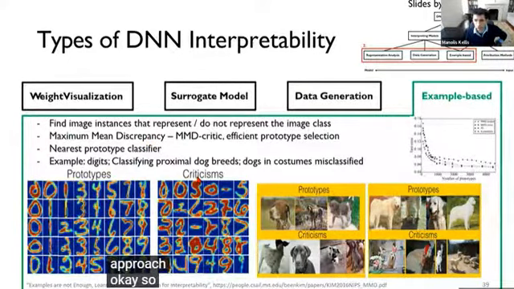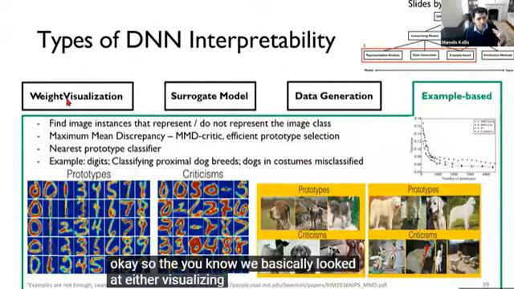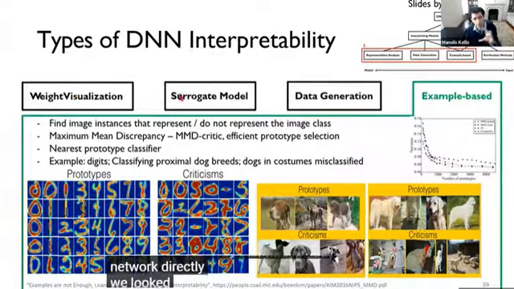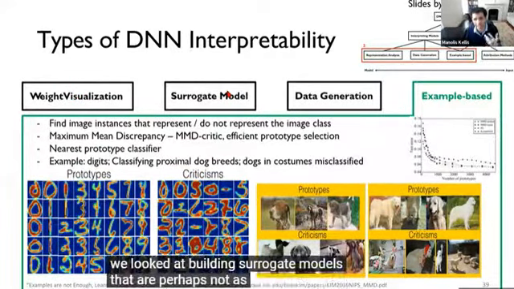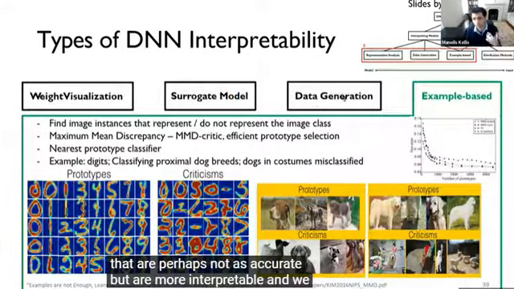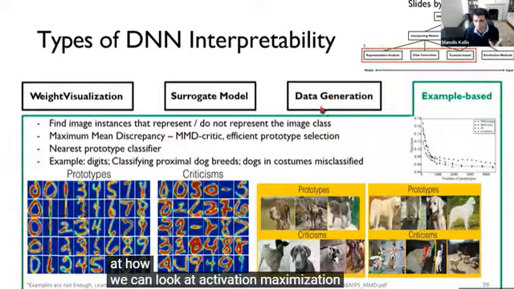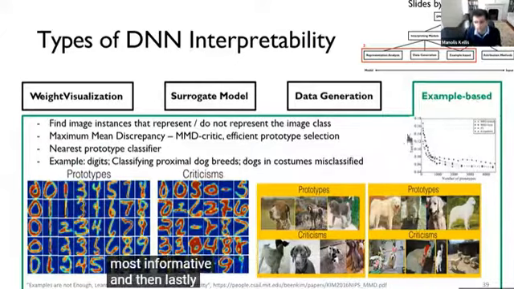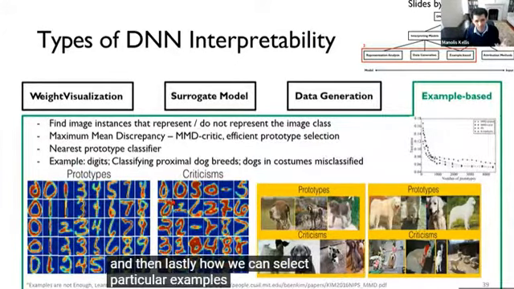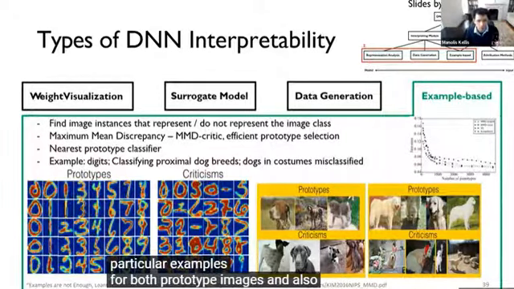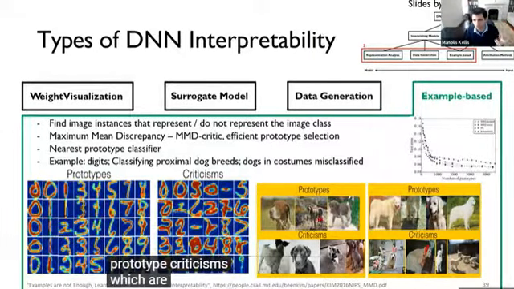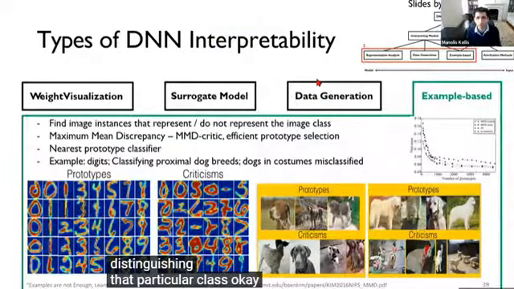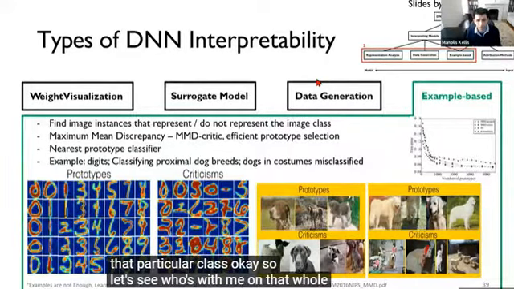Okay. So we looked at visualizing the weights of the different layers of the neural network directly. We looked at building surrogate models that are perhaps not as accurate, but are more interpretable. We looked at activation maximization, generating the features that are the most informative. And lastly, how we can select particular examples for both prototype images and prototype criticisms, which are the most informative for distinguishing that particular class. Okay, so let's see who's with me on that whole section.